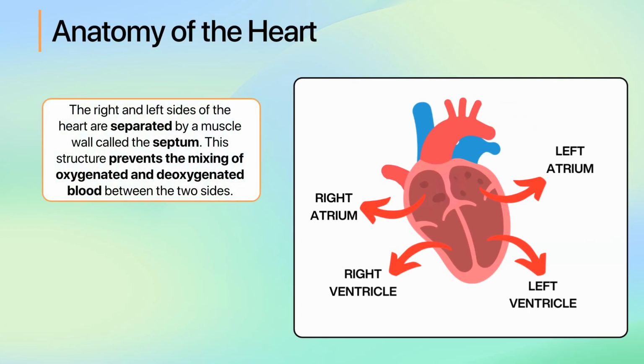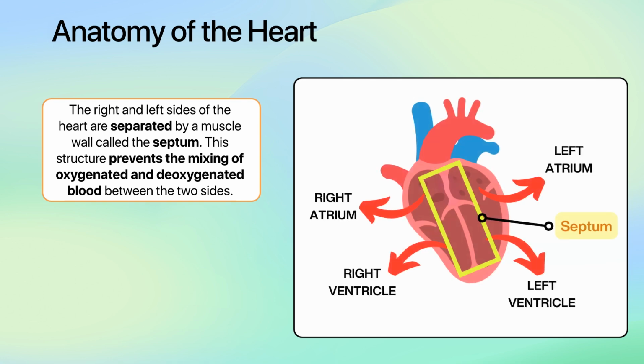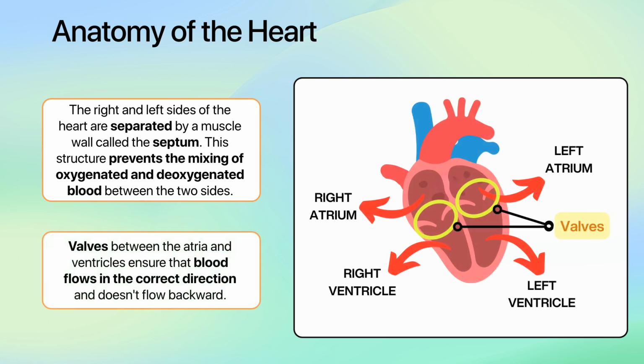The right and left sides of the heart are separated by a muscle wall called the septum. This structure prevents the mixing of oxygenated and deoxygenated blood between the two sides. Valves between the atria and ventricles ensure that blood flows in the correct direction and doesn't flow backward.